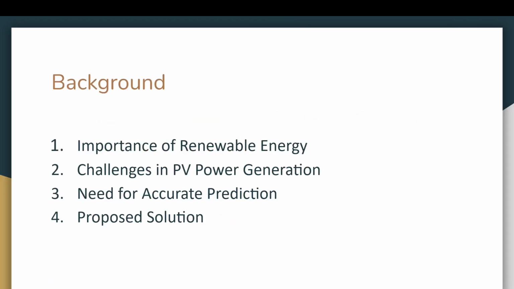The transition to renewable energy, particularly solar energy, is critical for global economic development and energy transformation. Photovoltaic power generation stands out as an efficient method for harnessing solar energy. However, its randomness and volatility present challenges for maintaining stable power grid operations, highlighting the importance of accurate PV power prediction. Accurate forecasts help mitigate the adverse effects of output fluctuations, which can otherwise destabilize the power grid.